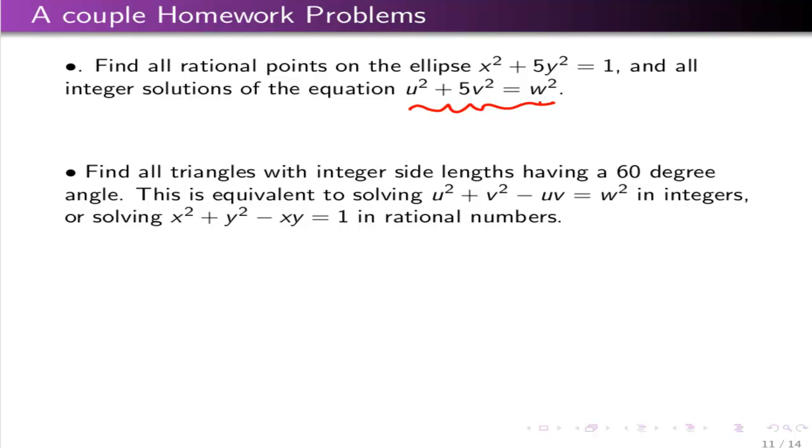Or another problem. Find all triangles with integer side lengths having a 60-degree angle. And you'll show that that's equivalent to finding all solutions of an equation like this: u squared plus v squared minus uv equals w squared. Dividing both sides by w squared, we see that's equivalent to finding rational points on this conic right here.